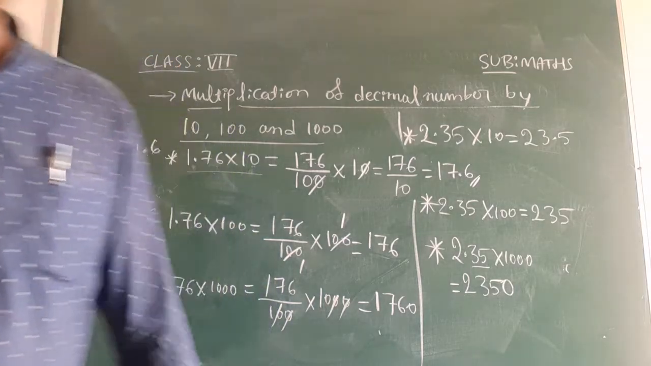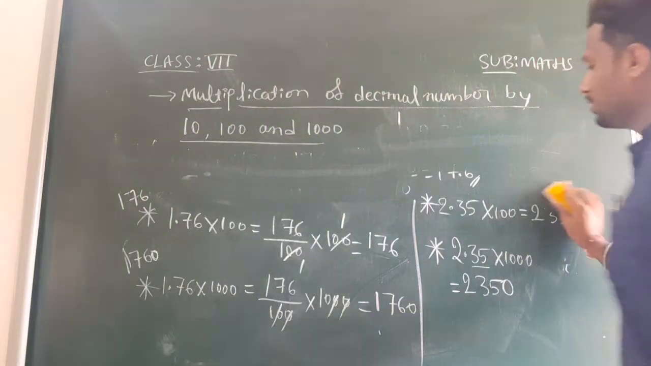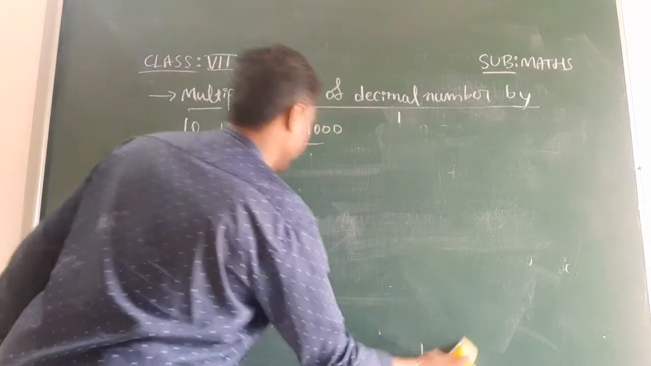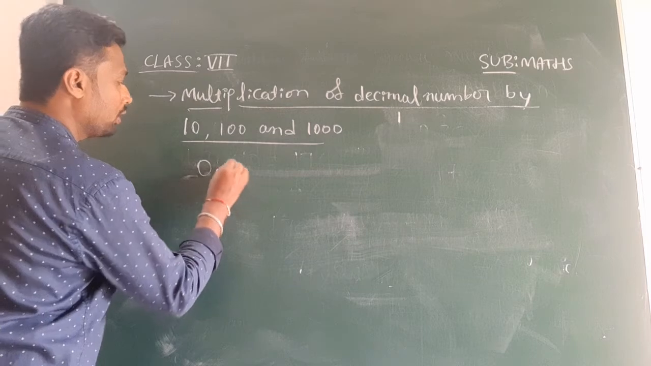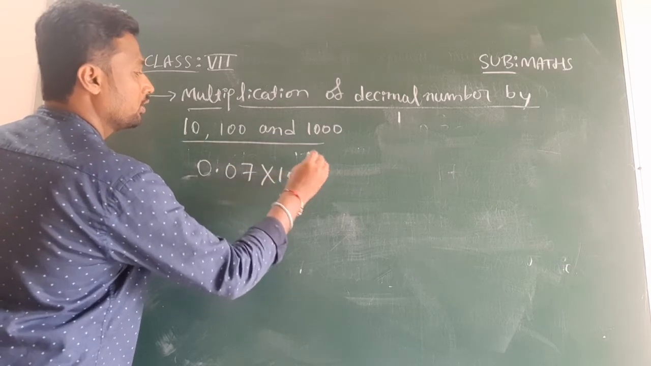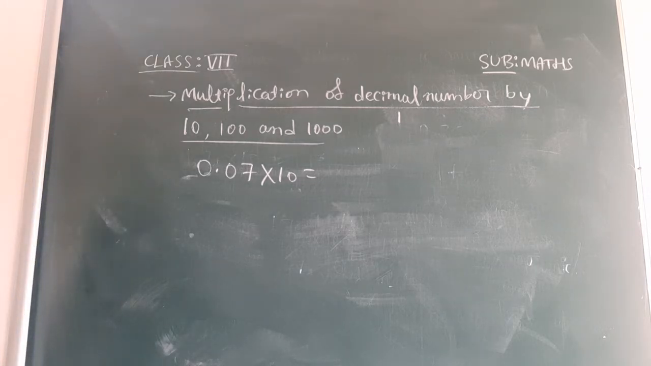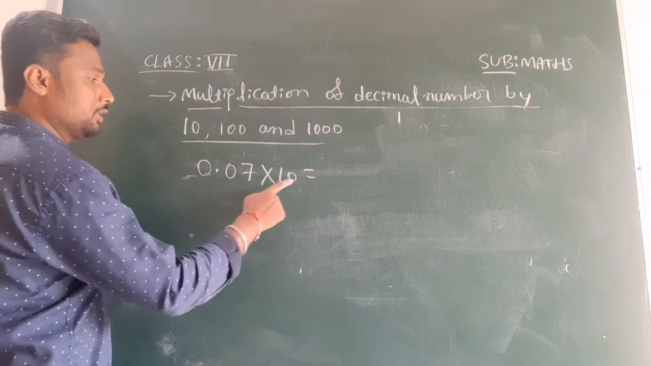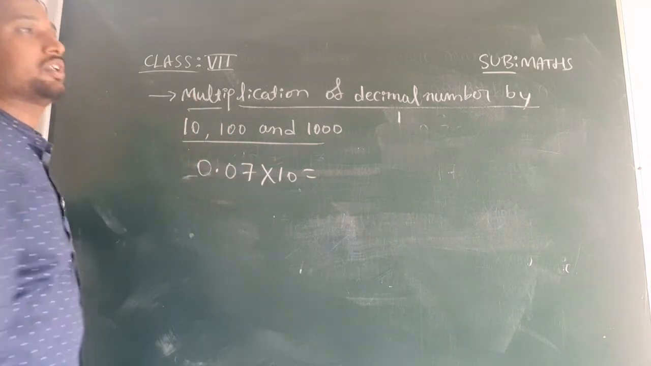Okay. So now let us see some more examples based on this same concept. Write all these examples. Just pause this video and write all the examples I have written here. Okay. So now 0.07 into 10. So what do we get here? We are multiplying with 10, which means we have only one zero. So we have to move this decimal point only one step towards the right side.